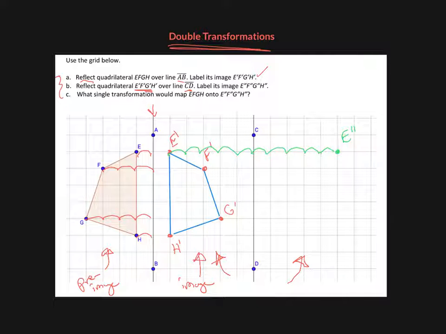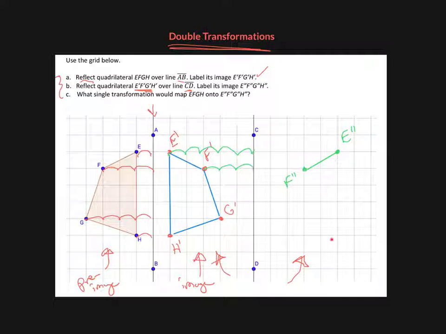And F double prime is 1, 2, 3 away on this side. So 1, 2, 3 away on that side. And that's going to be our F double prime. And now we're going to want to connect the dots. Now, as you complete this and you get your G double prime and H double prime, you should have a figure in the same orientation as our original figure was over here.